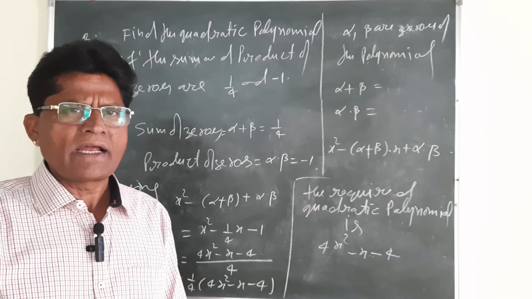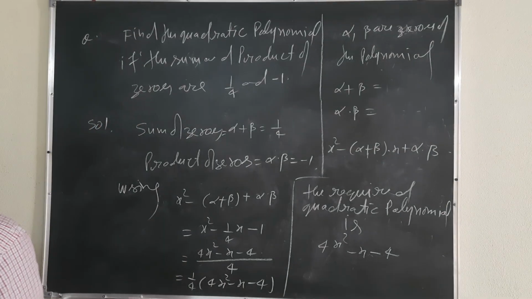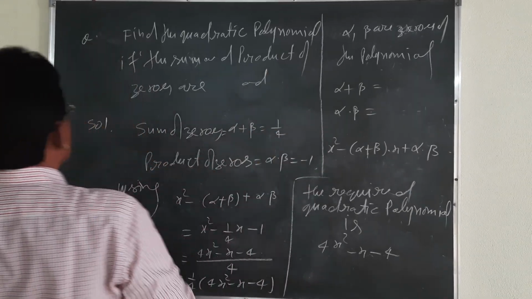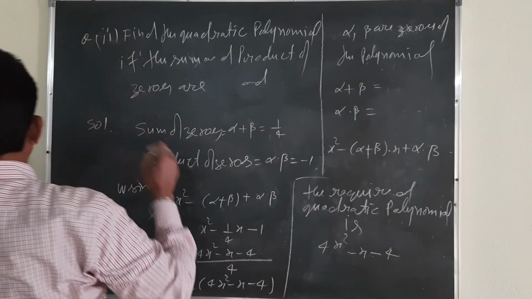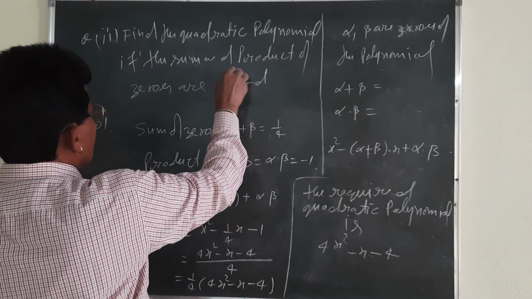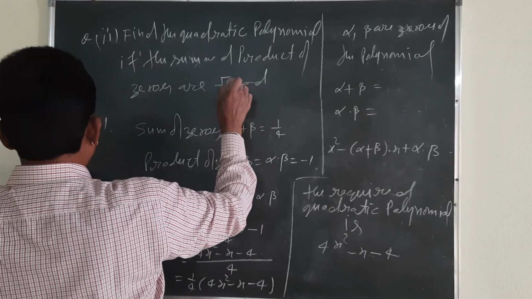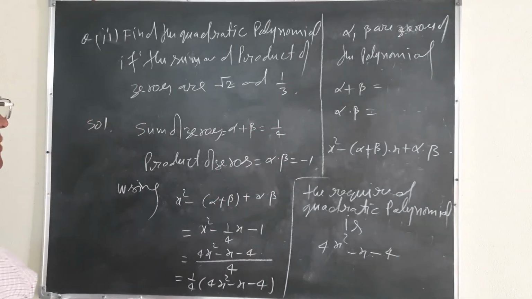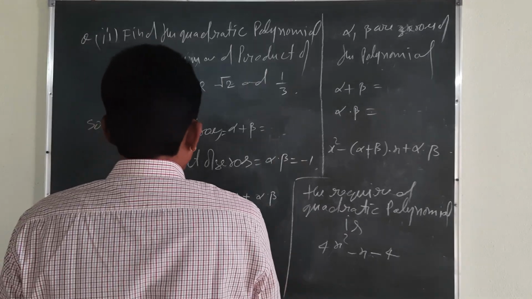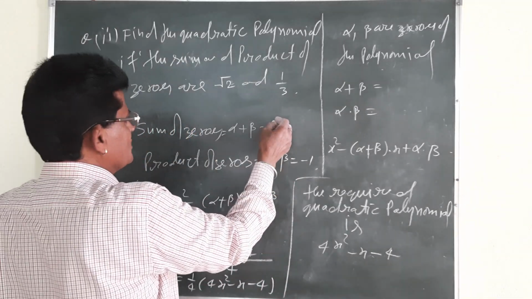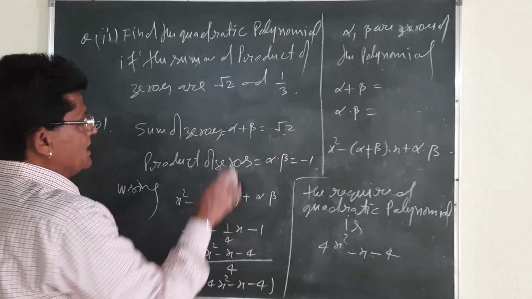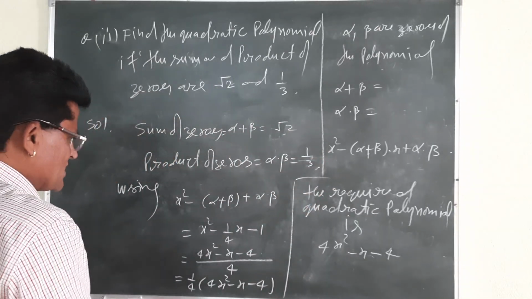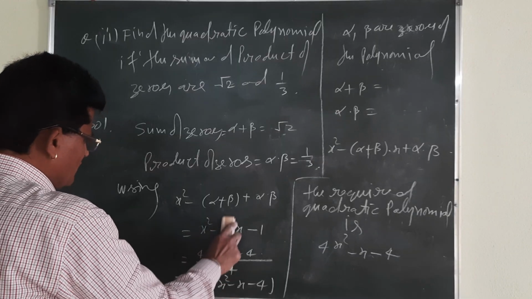Let me take a similar kind of question. One more question I am going to discuss with you. Whenever the zeros of the polynomial are given, say root 2 and 1 by 3, suppose these are the zeros of the polynomial. See carefully: in place of the sum of the zeros, you write root 2, and in place of the product of the zeros, you write 1 by 3. Substitute here.